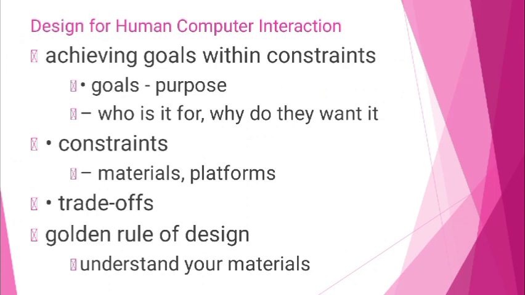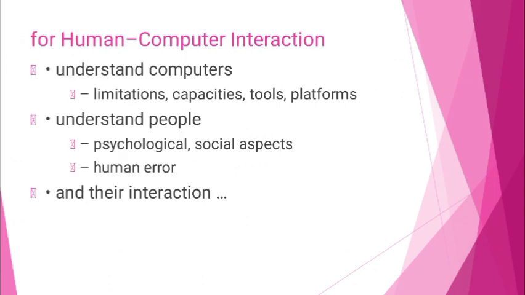The golden rule of design is to understand your materials. So what materials have to be understood? The first one is to understand the computers involved in human-computer interaction: what are the limitations, what are the capacities, and the tools and platforms with which computers are involved. Next, understand people: the various psychological aspects, social aspects and human error have to be understood. And the way in which the human and the computer interact should also be considered.